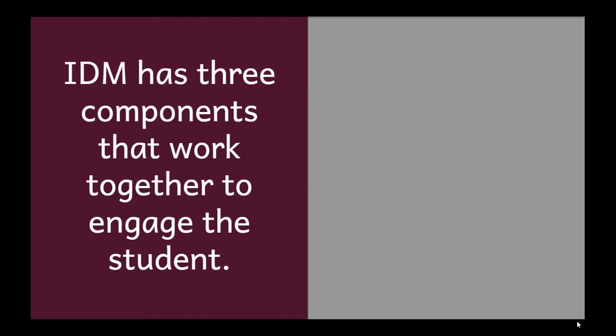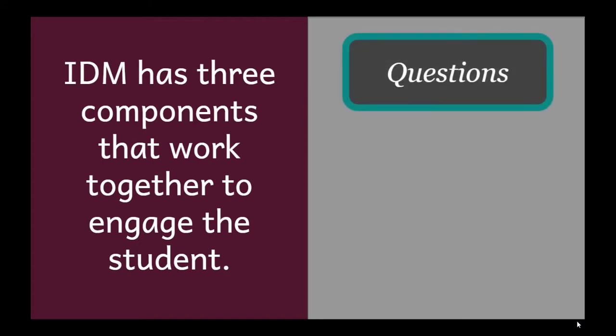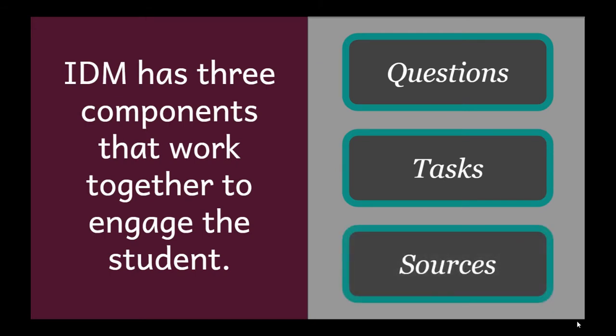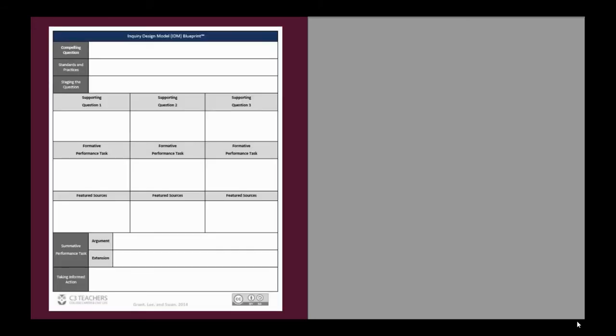IDM has three components that work together to engage the student. The first component is questions. This is probably the most important because it encourages the students to ask and answer questions. The second component is tasks. And the third component are the sources. On this sheet that we saw at the beginning of the video, all three of these components are visible so that when you're looking at this sheet, you know exactly what those questions, tasks, and sources are.